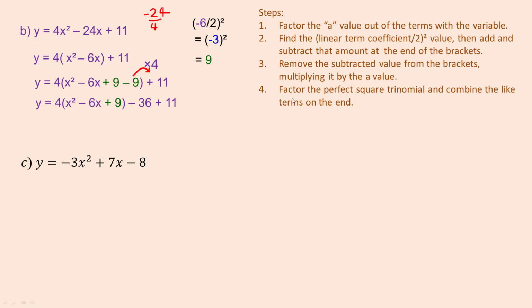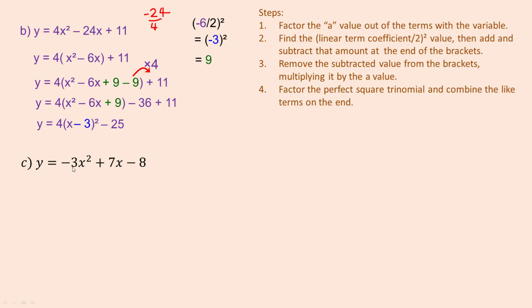Now the fourth step is to factor the perfect square and combine the like terms on the end. So this would have to start with an x, and of course it's going to be minus 3 squared, because half of negative 6 is negative 3. And negative 36 and 11 add to negative 25. So that is the vertex form. That is the completing the square finished. And of course, we could expand this, combine like terms, and we will get this trinomial up here.